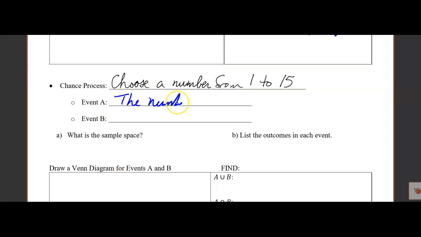Let's say event A is that the number is an odd number. And event B is that it's going to be evenly divisible by 3. Okay, so first question.